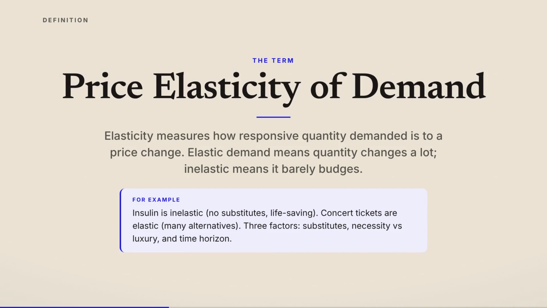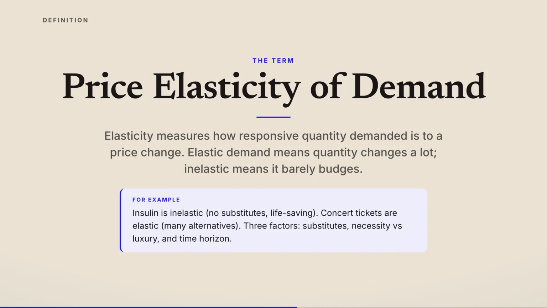Insulin is a life-saving medication with no close substitutes. If the price doubles, patients still need the same amount. Demand is highly inelastic. But concert tickets? If Ticketmaster doubles the price, plenty of fans will decide to stay home. That's elastic demand. What determines elasticity?